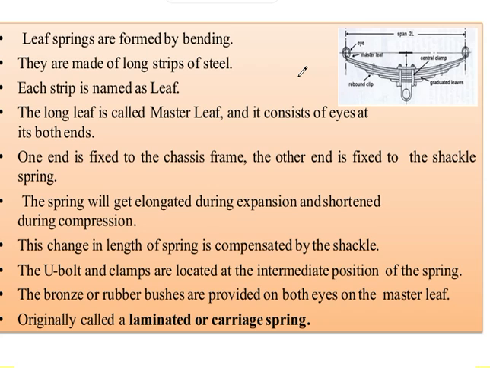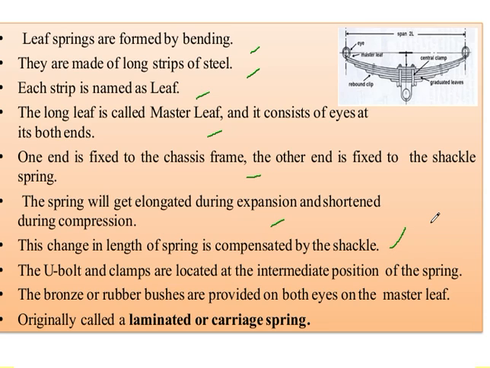So, what I am saying is, leaf springs are formed by bending. They are made of long strips of steel. Each strip is called a leaf. The long leaf is called the master leaf and it has eyes at both ends. One end is fixed to the chassis frame, the other end is fixed to the shackle. The spring will get elongated during expansion and shortened during compression. This change in length of the spring is compensated by the shackle.